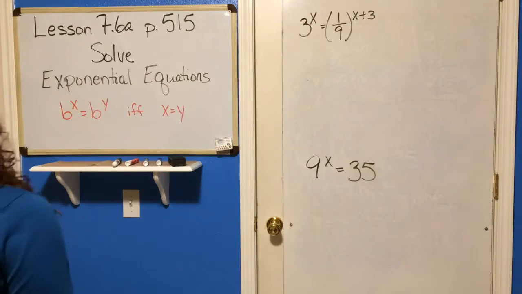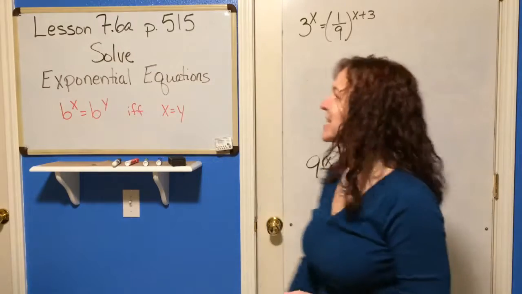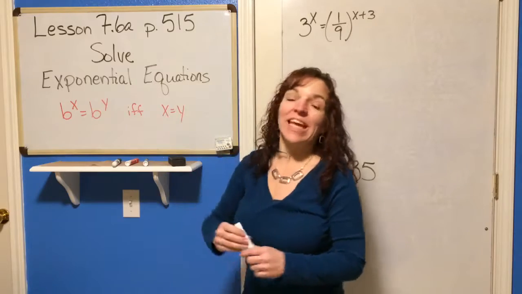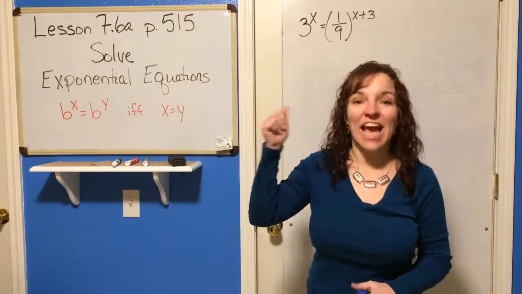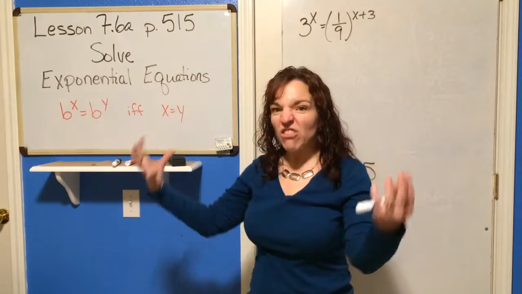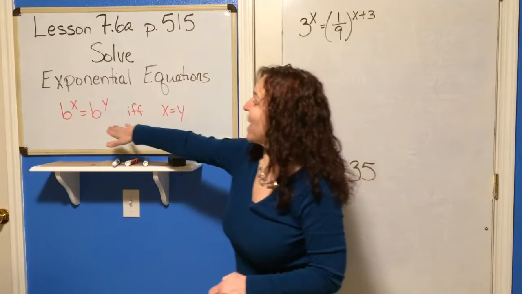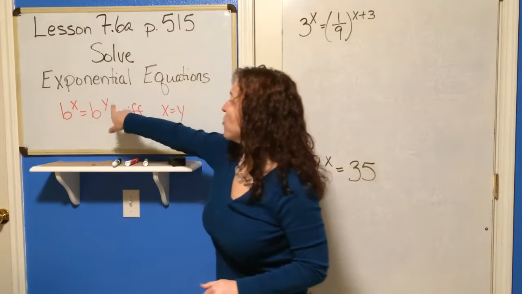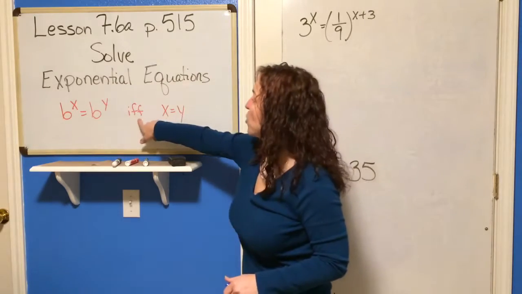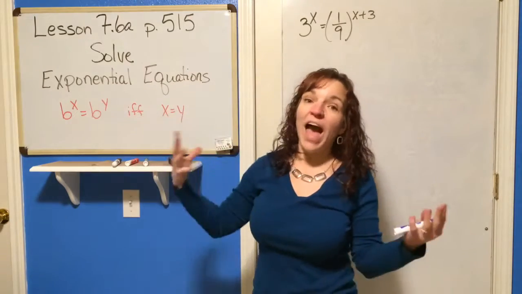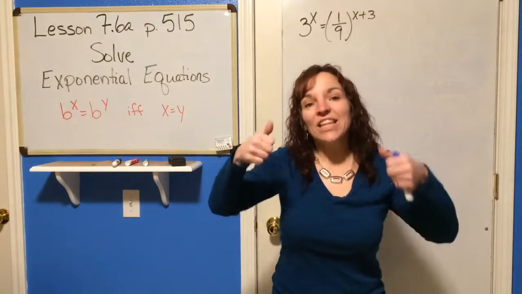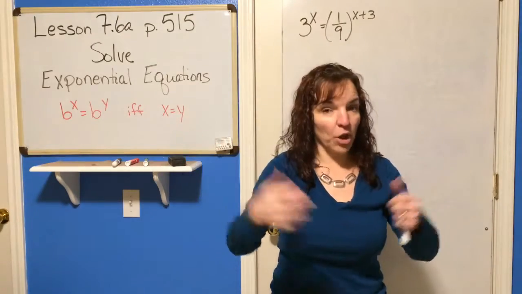First part of chapter 7.6 is solving exponential equations. An exponential equation is an equation that has the variable in the exponent. So this b to the x and the b to the y. The foundational statement for today is going to be b to the x power equals b to the y power if and only if x equals y. So if you have the same base and you know that the two amounts are equivalent, then the two exponents must be equal. All right?